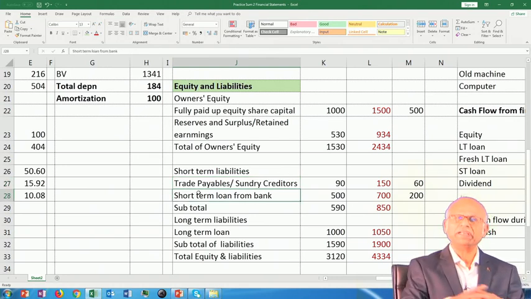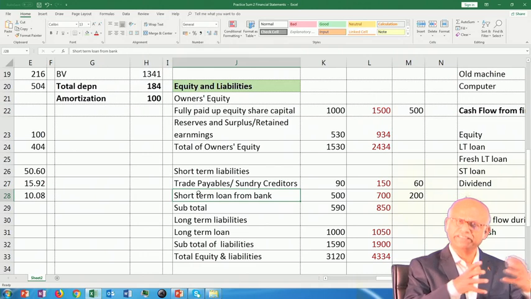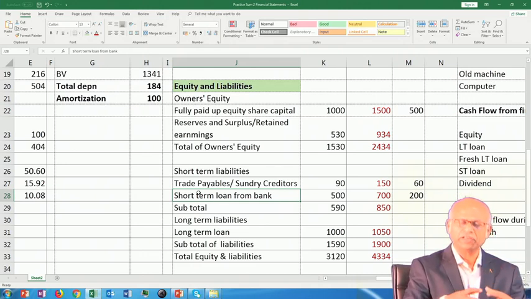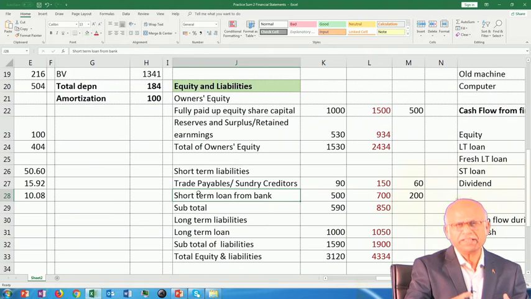Short term bank loan, why short term? Because you are raising this loan to acquire assets which are short term, like stock and receivables, and you want to fund them. When you want to fund short term assets, the bank gives a short term loan called a working capital loan. We may or may not discuss that in detail. Whenever the bank gives working capital loans for managing your day to day activities, this is termed as short term loan. Normally, these loans are repayable on demand, meaning anytime the bank can tell the company to return this money.